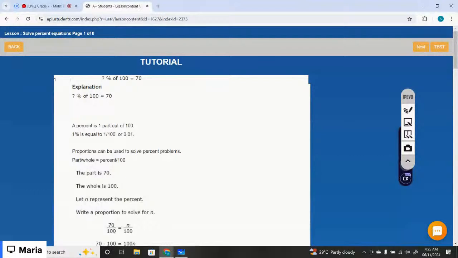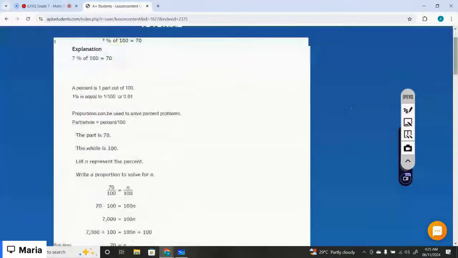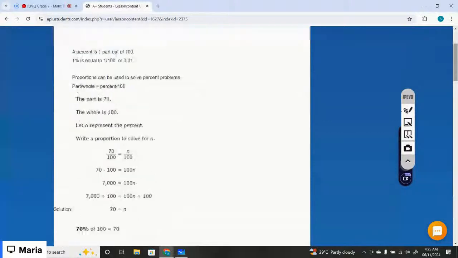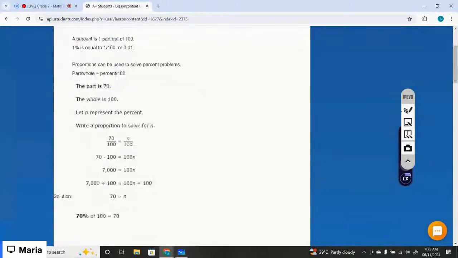What percent of 100 is 70, right? You are given the whole and the part, both. You have to calculate the percentage, right? So you have to use the same proportion. The whole is 100, the part is 70. 70 divided by 100 equals n over 100. You have to evaluate this equation for n. So n equals 70, right?